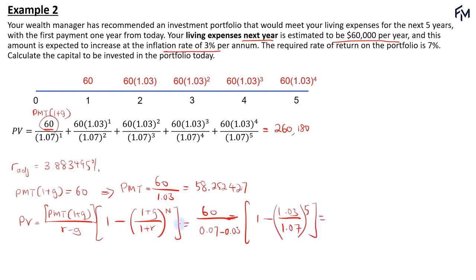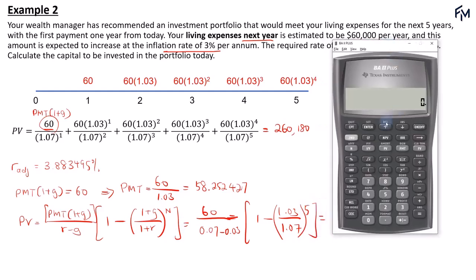We'll use the calculator again, working from inside the bracket. That's 1.03 divided by 1.07 to the power of 5, with a negative sign, plus 1. Then we multiply by 60 and divide by the denominator here, which is 0.04. So you get $260,180. That is how you get the answer.